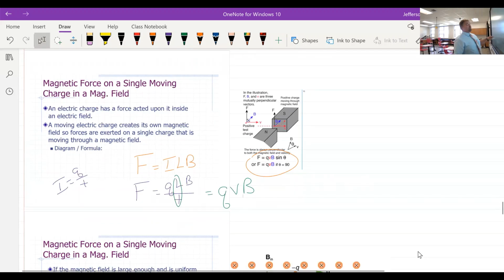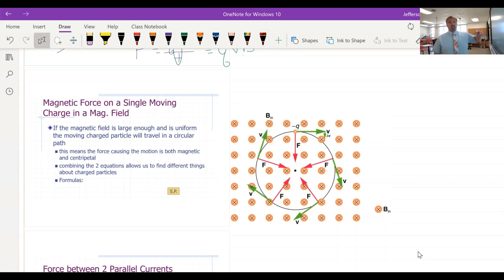Now, this also comes into play if we have it moving perpendicular to the magnetic field. Since that force is always perpendicular to the velocity and the magnetic field strength, it'll actually travel in a circular path. And so the magnetic force is going to equal the centripetal force. So QVB is equal to mv squared over r. And by adjusting for that, this is actually how we can determine what the mass of a proton, the mass of an electron is.